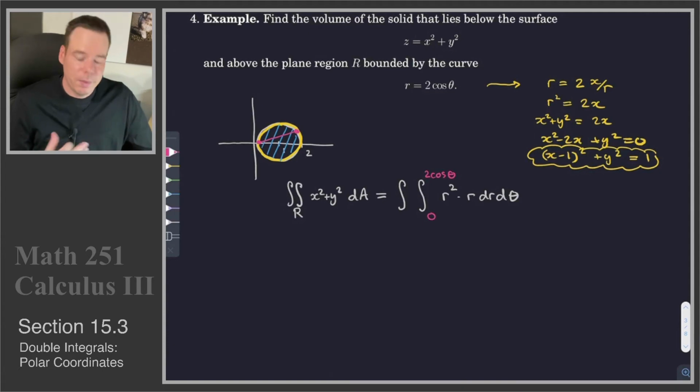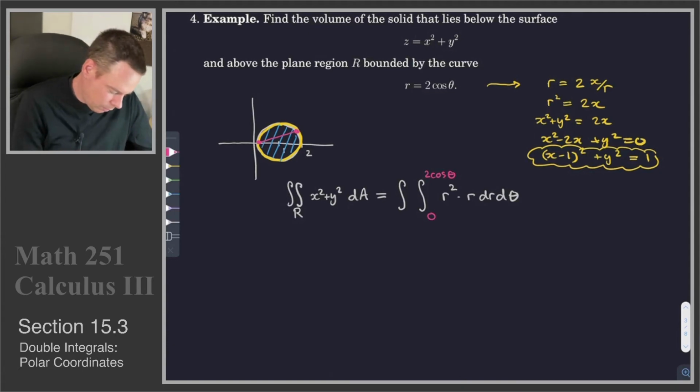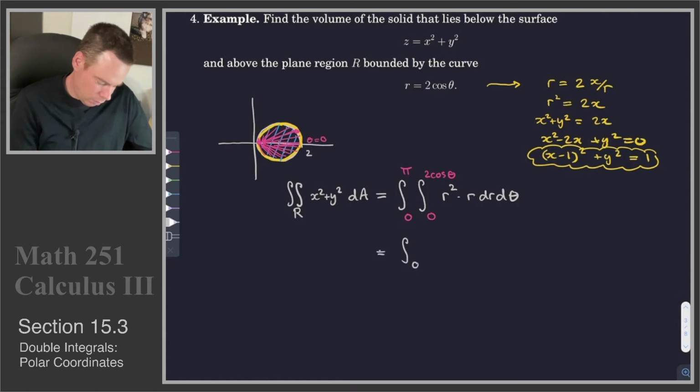And then what do the theta values have to do to sweep out the region? Well, I think about theta equals 0. So that's theta equals 0. And then theta values sweep around to theta equals pi by 2, past pi by 2, all the way to theta equals pi. So that goes from 0 to pi. And so there is our integral that we want to compute. The integral from 0 to pi, the integral from 0 to 2 cos theta of r cubed dr d theta.